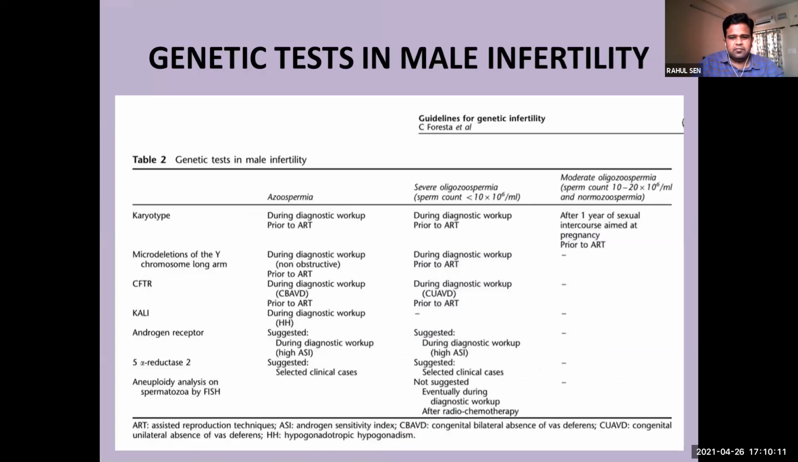And the tests that are available, the foremost being karyotyping, and then comes the genetic level of assessment. Even aneuploidy screening, which is the aneuploidy analysis of spermatozoa with FISH, is also correlated with sperm DNA fragmentation, and can be done as a genetic test or a counseling tool for male infertility.